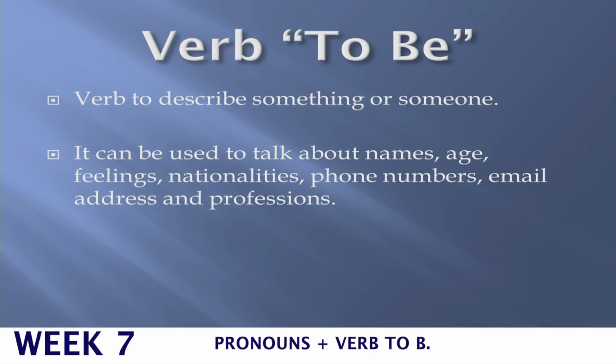We use different pronouns and we combine them with the verbs. So today we're going to start talking about the verb to be. The verb to be is a very basic verb that we need to learn in English. It's a verb that describes something or someone. It can be used to talk about names, age, feelings, nationalities, phone numbers, email address, and professions.